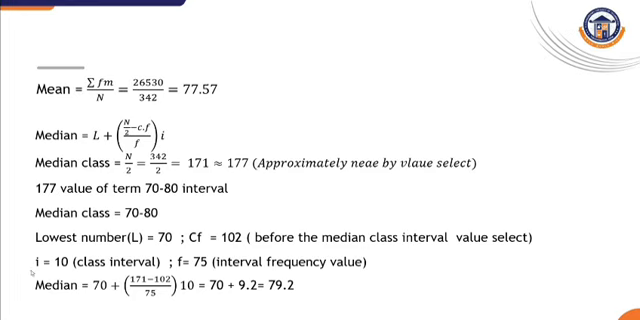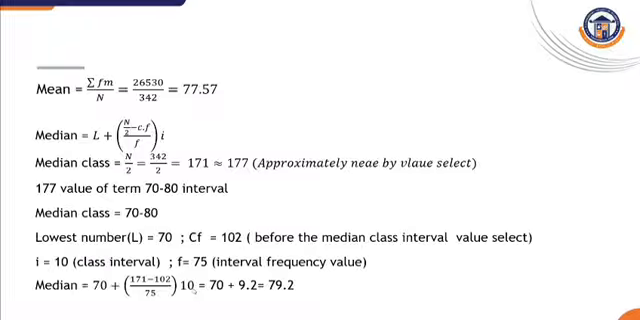Now we identify the class interval, 50 to 60, 60 to 70, so the interval range is only 10, which is our difference I. The frequency f of the median class is 75. Now we directly apply our median formula: L is 70, n by 2 is 171, minus cumulative frequency 102, divided by the frequency 75, into I, which is 10.